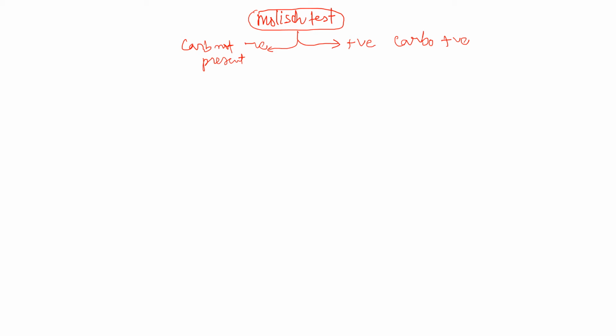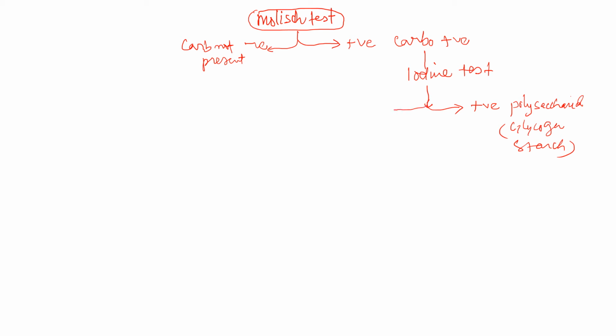Next test, what test? Next, we are going to do the iodine test. We want to find out what kind of carbohydrate is present. If the iodine test is positive, it means that the solution contains polysaccharide. It may be glycogen or starch or any polysaccharide.